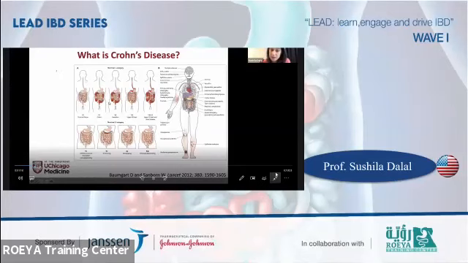Crohn's disease, of course, can occur in the colon as well. However, it's distinguished from ulcerative colitis because of its patchiness. Unlike ulcerative colitis, which is continuous and circumferential, starting in the rectum and extending upwards through the colon, Crohn's disease is patchy and may spare the rectum. Crohn's can occur in both the ileum and the colon in this patchy manner we see here.